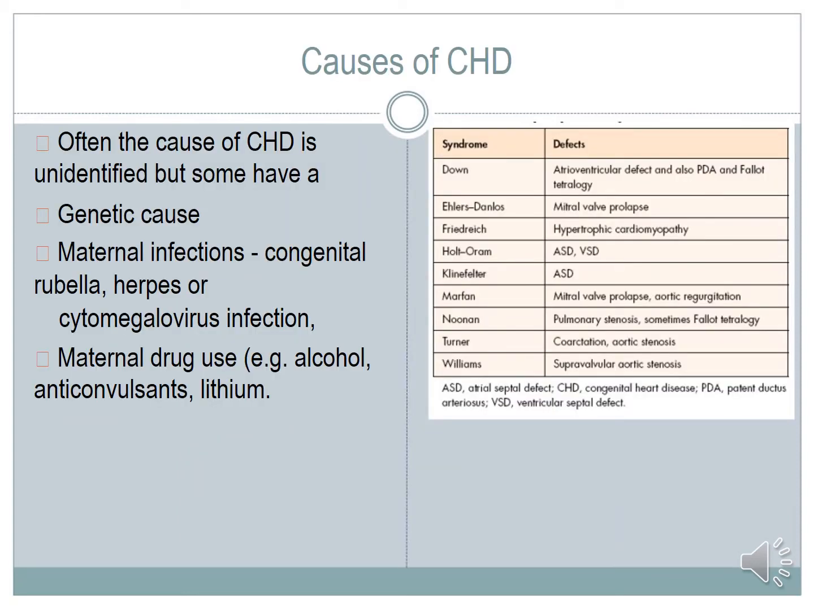What are the causes of congenital heart disease? Most of them say that it's due to a genetic cause, maternal infection, or maternal drug use like anticonvulsants or alcohol. And there are also some syndromes which could cause congenital heart disease, like Down syndrome, Ellis-van Creveld, Friedreich's, etc.